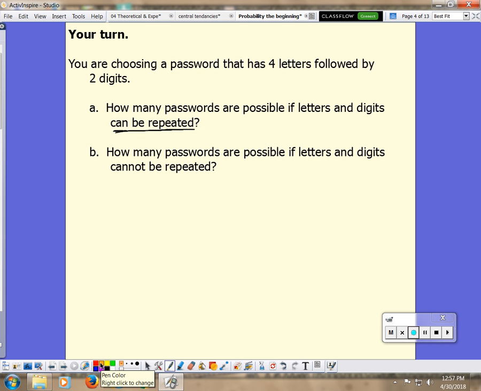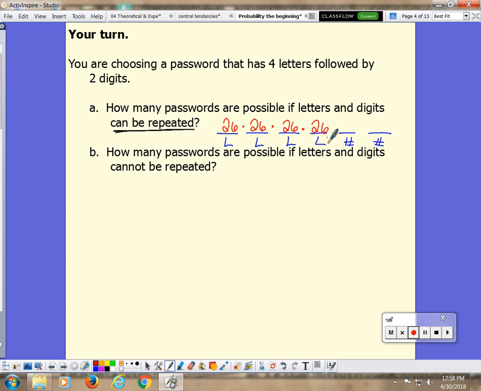So I'm looking at a passcode which has 6 different things. 1, 2, 3, 4, 5, 6. I know that I have to have 4 letters, so letter, letter, letter, letter. This will be a number, and this will be a number, or a digit. Well, how many letters are in the alphabet? That's right, there are 26 letters in the alphabet, so it's going to be 26 times 26 times 26 times 26.